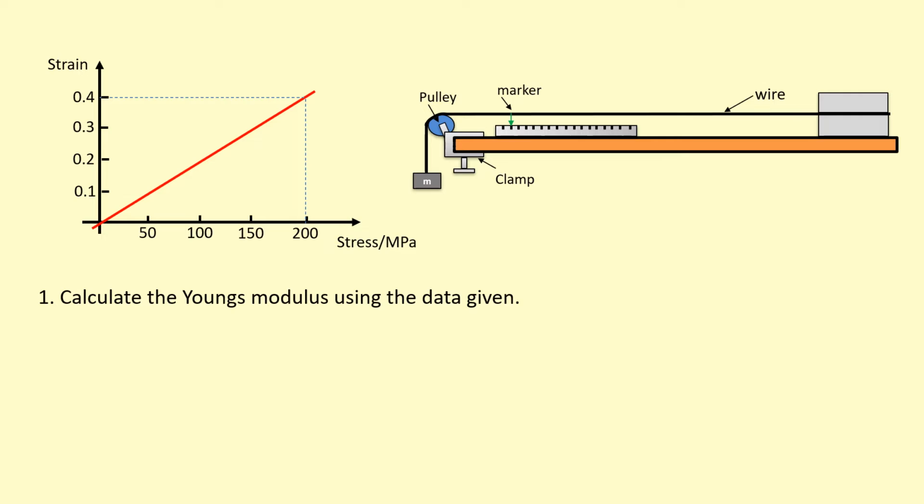Sometimes you might be given a strain against stress graph instead of stress against strain. So in this case, you can still use a gradient, so change in y over change in x, but the y-axis is strain and the x-axis is stress, so it's strain over stress, which is 1 over Young's modulus.